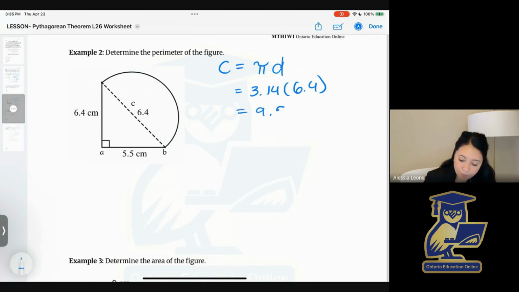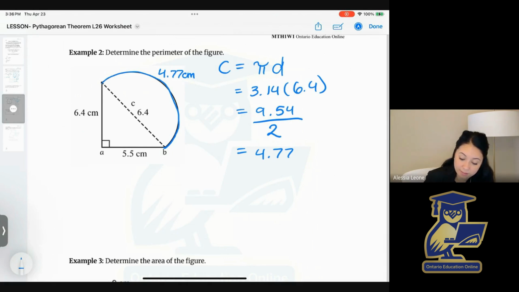That will give us 9.54 over 2, because we have to divide the circumference, 9.54. We need to divide it by 2 to get only half the circle. So that will give us 4.77. So that tells us this portion of the shape, half the semicircle, is 4.77 centimeters.